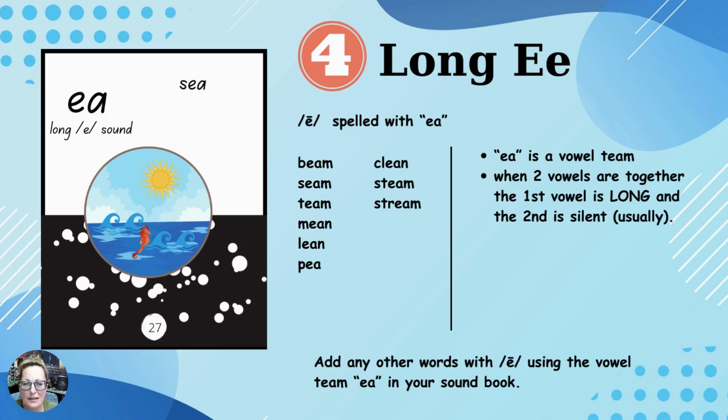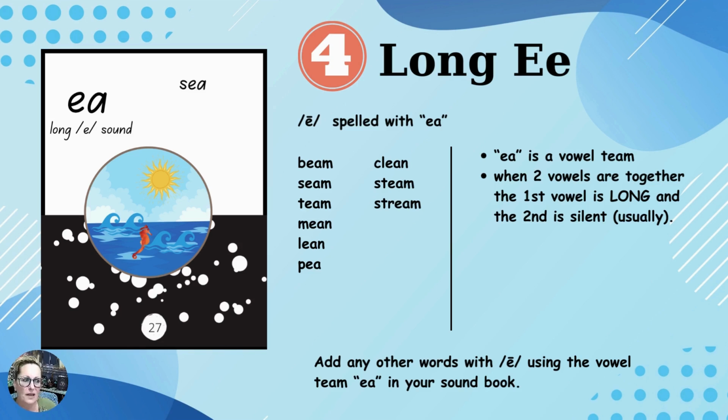We have EA, E is first, so we have a long E sound. And you can come up with some other words in the sound book with EA. And when you engage your class in volunteering words and you can write them in the sound book together, it really creates this interactive experience, and it is a way for you, as you're doing this, to gauge whether the kids are getting the sound or not.